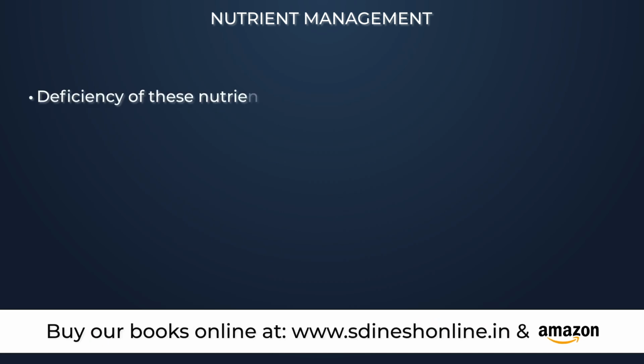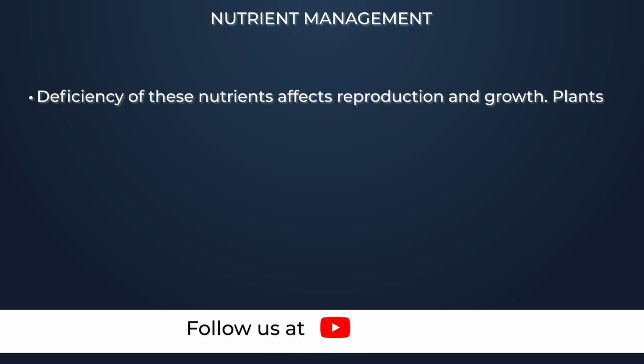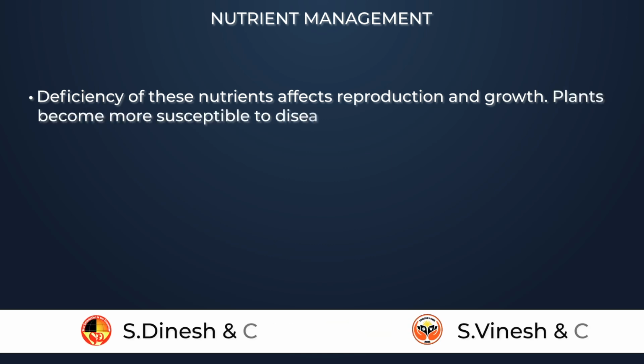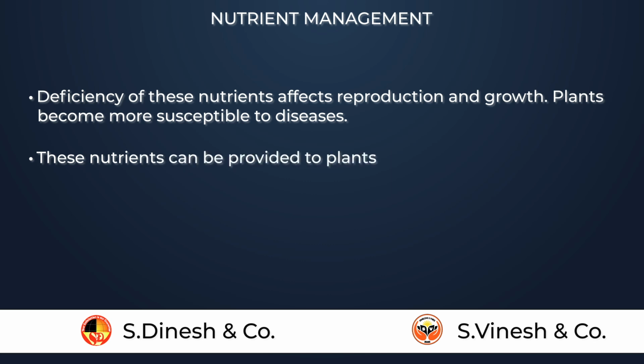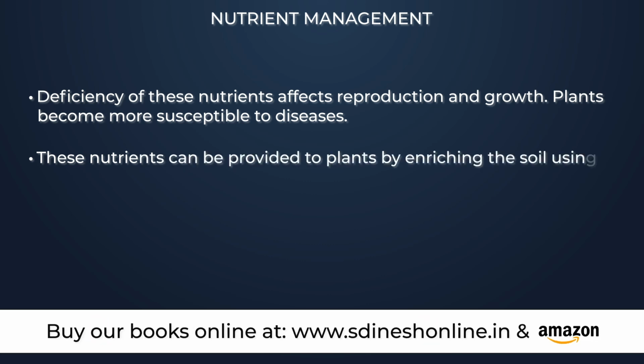Deficiency of these nutrients affects reproduction and growth. Plants become more susceptible to diseases. These nutrients can be provided to plants by enriching the soil using manure and fertilizers.